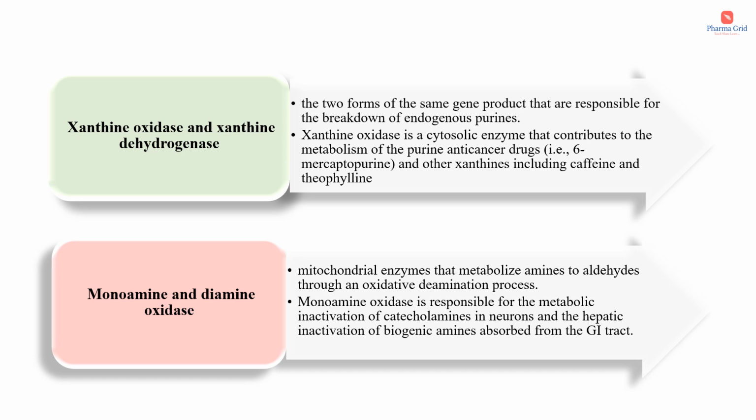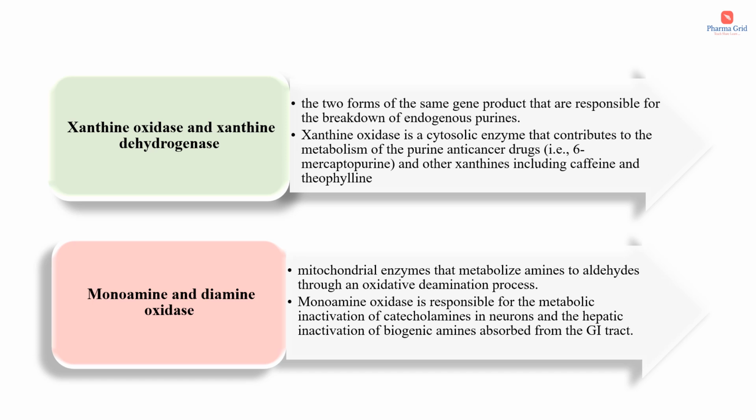Xanthine oxidase is a cytosolic enzyme that contributes to the metabolism of purine anti-cancer drugs, for example 6-mercaptopurine and other xanthines including caffeine and theophylline. Okay, so this xanthine oxidase is responsible for the metabolism of purine or the breakdown of endogenous purines. Next is monoamine and diamine oxidase.